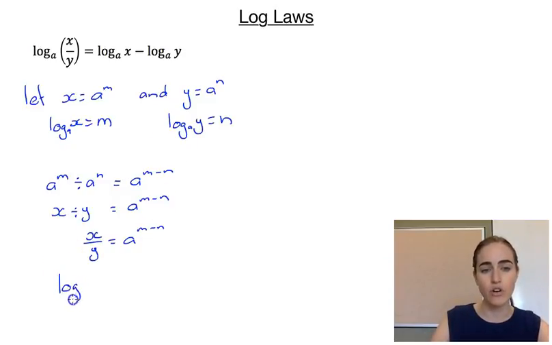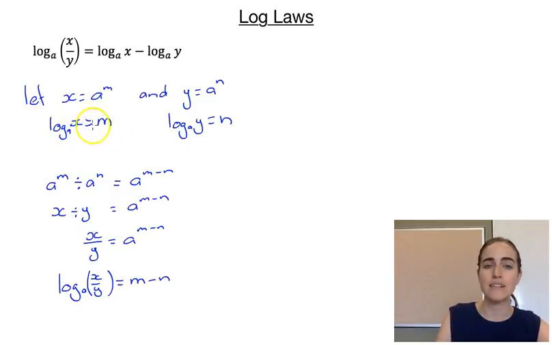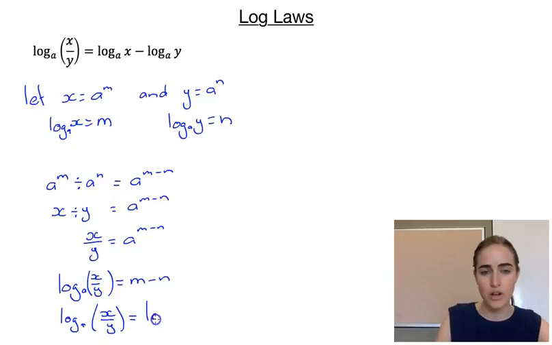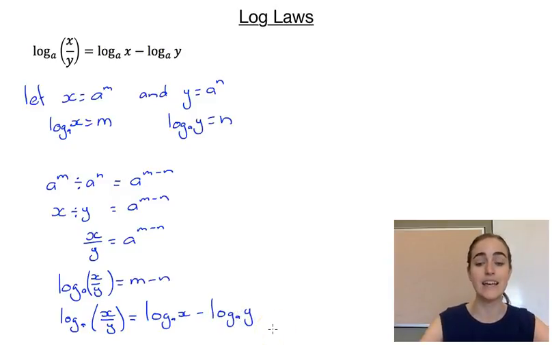So we're going to have log, our base is a, our final answer is that x over y, and the power over here becomes our answer in this next one, which is m minus n. Now we can replace the m and the n. The m is log to the base a of x, and the n is log to the base a of y. So we've got log to the base a of x over y is equal to log to the base a of x minus log to the base a of y. So that's our second one proven.